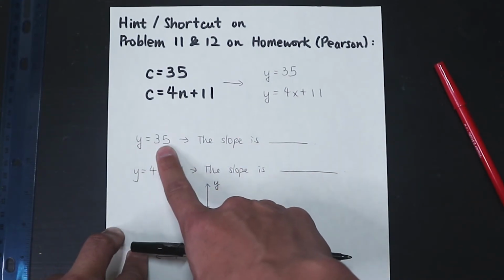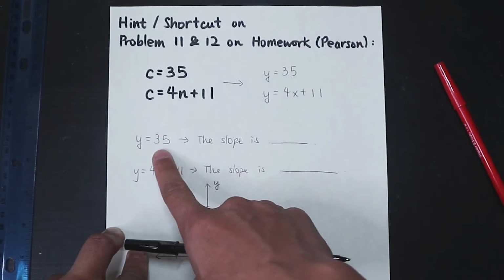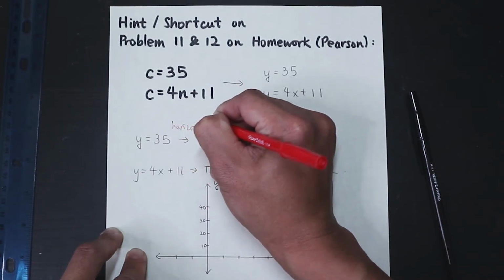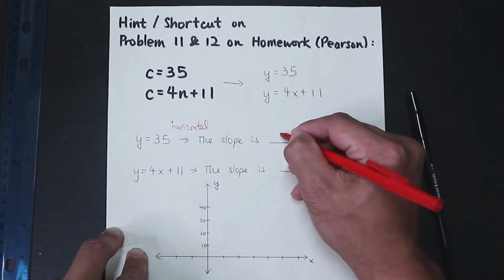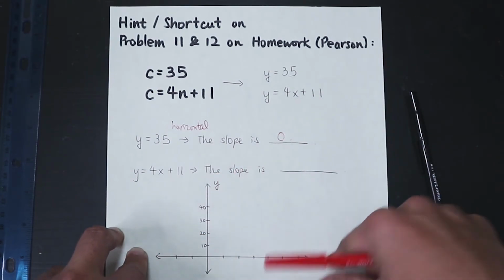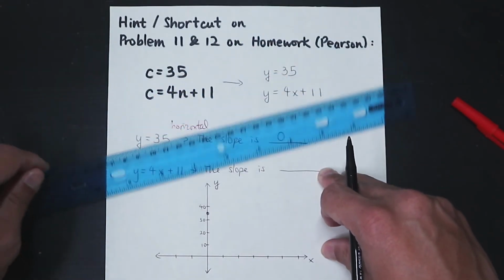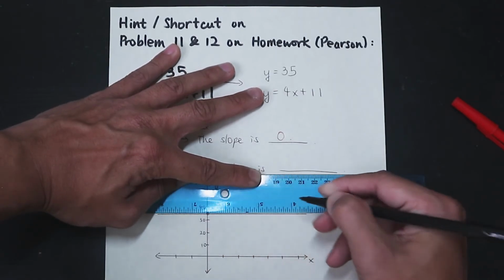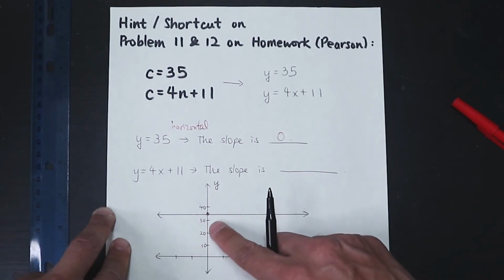Now recall that y equals 35, since there's no slope, it's just a constant, is a horizontal line. So I'm just going to make a note that this is a horizontal line. Okay. And if there's a horizontal line, that means the slope is going to be 0, right? So that means on the xy plane, you're going to find 35 on the y-axis. And then from there, you're going to draw a horizontal line through the value 35 on the y-axis, right? So this is 35 because it's right in between 30 and 40.